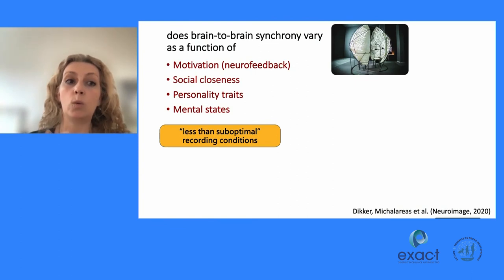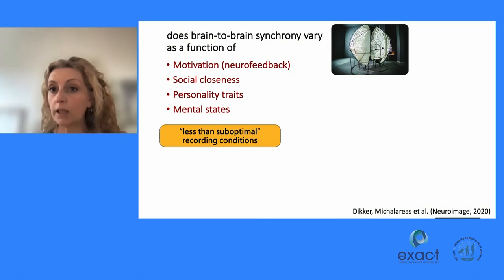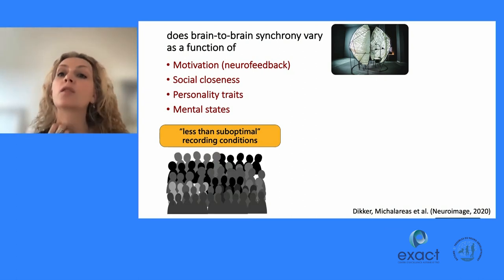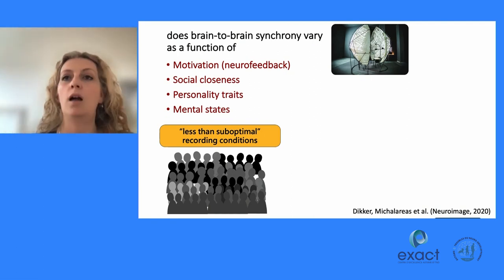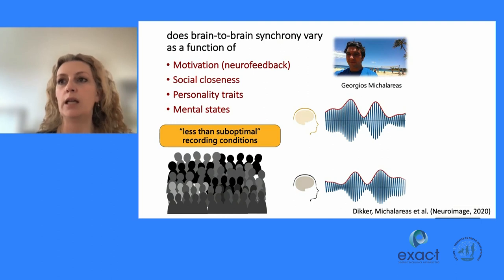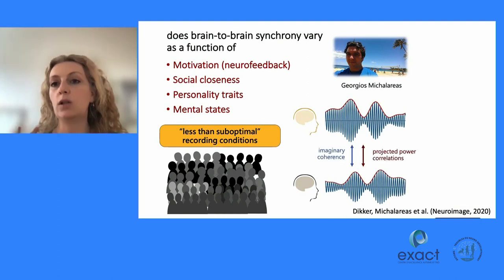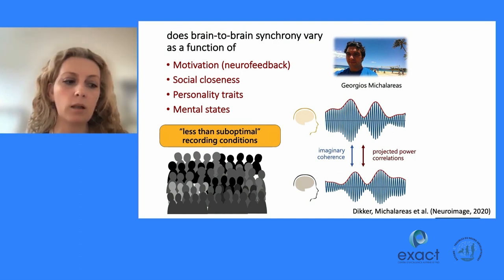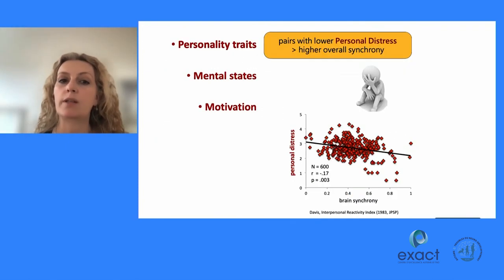So we're still dealing with what one might call less than optimal recording conditions. One thing that we had in our favor is that we recorded data from lots and lots of people. And we also used interbrain synchrony measures that are shown to be a little less sensitive or prone to artifacts that might cause instantaneous correlations in the signal.